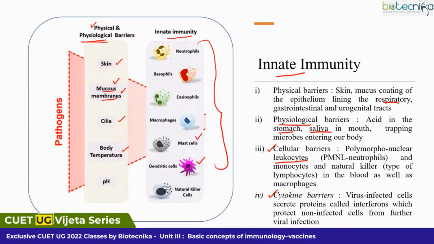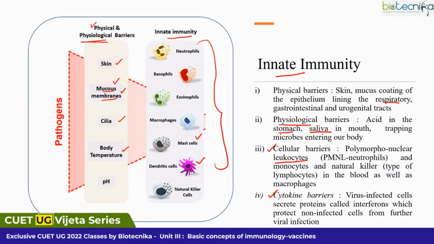And how do they do that? Definitely there are certain receptors. There are receptors present on these cells, so they can identify certain chemical molecules present on the pathogen. In that way, they can easily identify the pathogen.